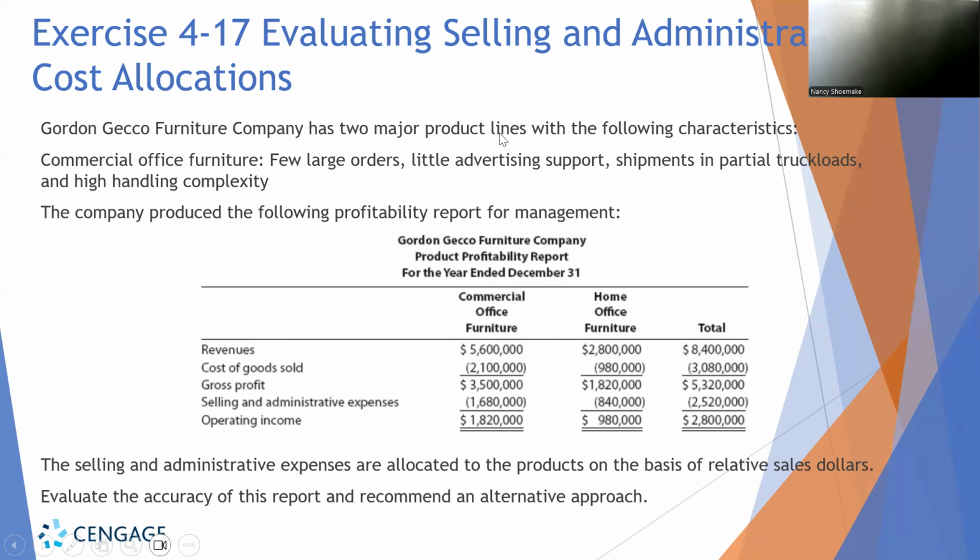Gordon Gecko Furniture has two major lines. Commercial, few large orders, little advertising, shipments in truckloads. And then there's the home office line. Okay, I don't think I put the home office line in here, sorry. So we've got the commercial and we've got the home office. The commercial is double what the home office sales are. The selling and administrative expenses are allocated to the products on the basis of relative sales dollars. Evaluate the accuracy of this report. Well, I didn't put in here, but the home office furniture is more complex.